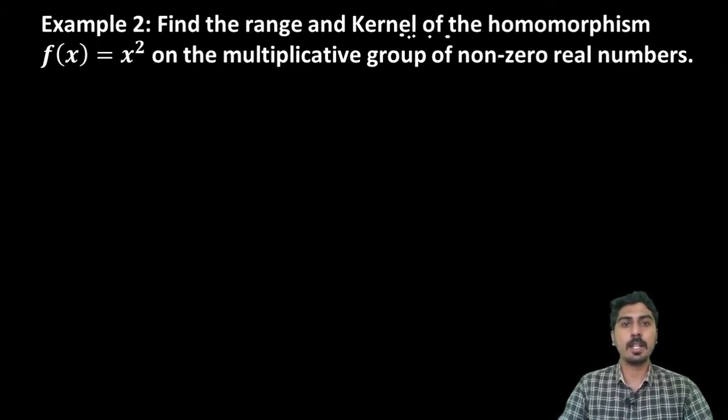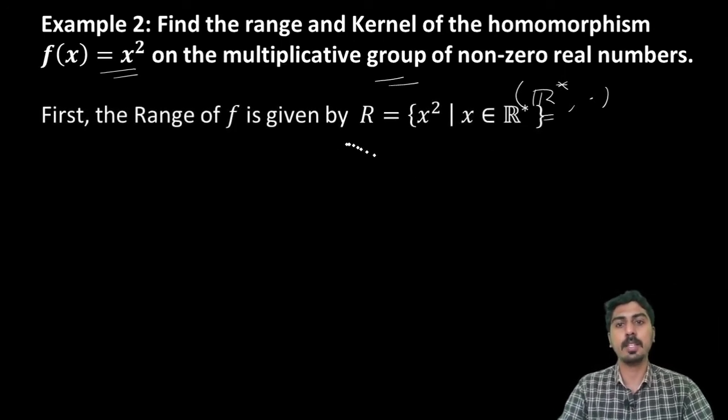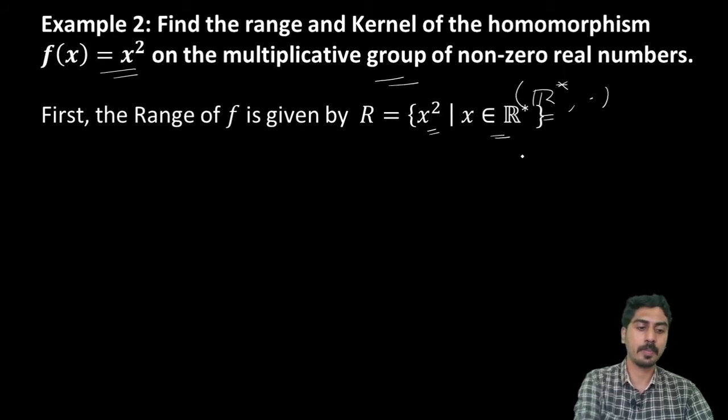Consider the next example. Find the range and kernel of the homomorphism f of x equal to x square on the multiplicative group of non-zero real numbers. That is, the given group is R star dot, where the set R star denotes the set of all non-zero real numbers. First, let me write the range of this homomorphism, which is the image set. F of x is x square, where x belongs to R star.